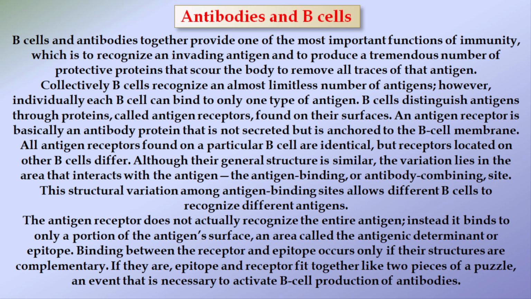The antigen receptor does not actually recognize the entire antigen. Instead, it binds to only a portion of the antigen's surface, an area called the antigenic determinant or epitope. Binding between the receptor and epitope occurs only if their structures are complementary. If they are, epitope and receptor fit together like two pieces of a puzzle, an event that is necessary to activate B cell production of antibodies.